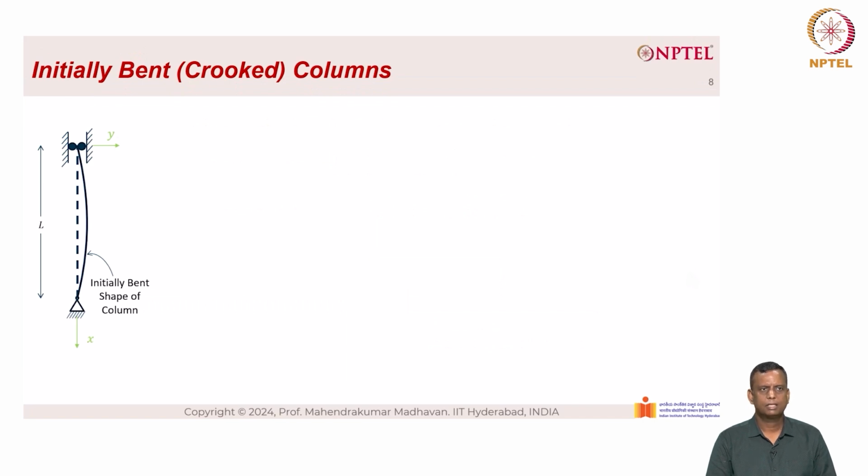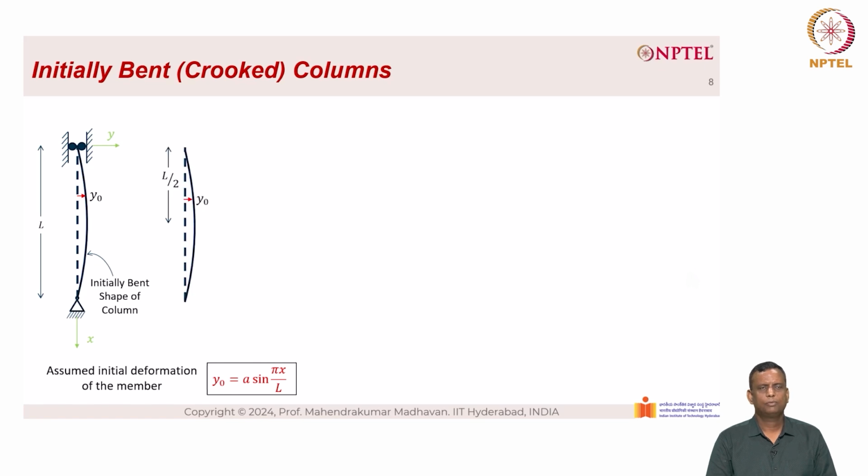The figure on the left hand side shows a column that is crooked, which is the initially bent shape of the column. Y0 is the lateral displacement of the member. We assume the initial deformation of the member is given as Y0 equal to A sin pi x by L. So, when we take the equilibrium under a deformed configuration, we have the total deformation as Y0 plus Y, which is given by the blue color curve, the deformed shape of the column after the application of the load. Now, we take a deformation at a point x from the top.